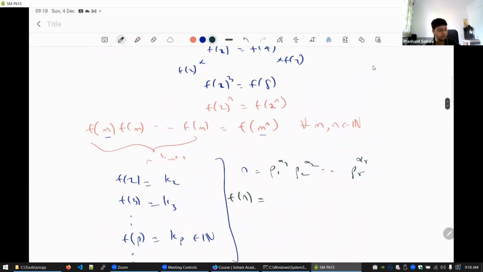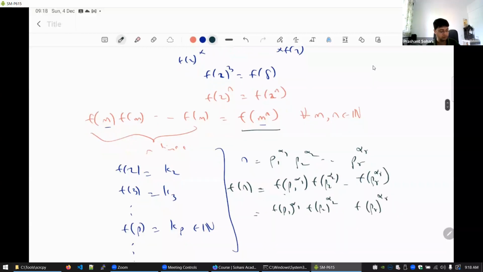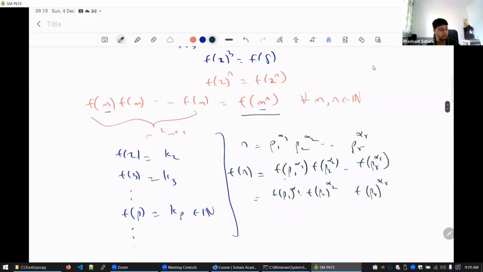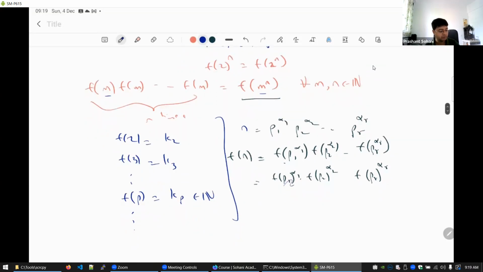Therefore, f of n can be written as f of each of these individual components, right? So f of p1 raised to alpha 1, f of p2 raised to alpha 2, f of pr raised to alpha r. And now, using this rule, I can pull out the powers alpha 1, alpha 2 and write them in terms of f of p1 whole raised to alpha 1, f of p2 whole raised to alpha 2, and f of pr whole raised to alpha r. Okay, so this is possible. And because we have already decided the values that the function will take at all the prime numbers, f of p1 can be denoted by kp1. So this is kp1 to the alpha 1, kp2 to the alpha 2, etc.